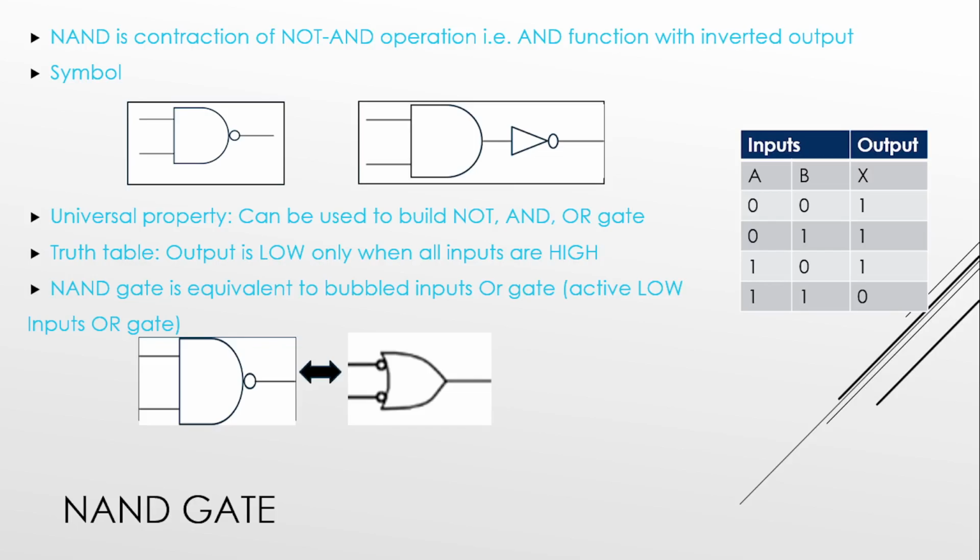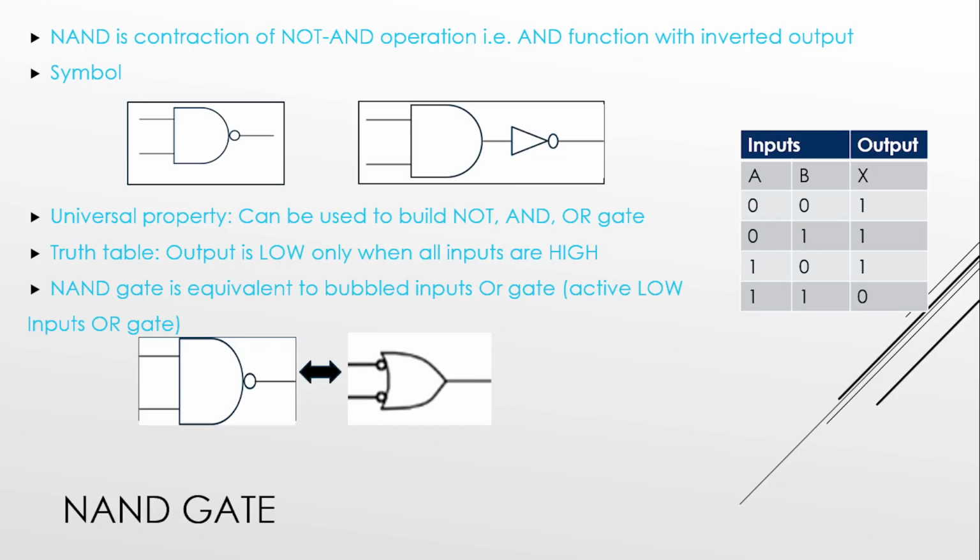So for 0 0, 0 1, 1 0, for all these input combinations output is 1, and when both inputs are 1, output is 0. So in a single sentence we can say that output of NAND gate is 0 if and only if all its inputs are 1. In other words, output of NAND gate is 1 when one of the inputs is 0, and this is exactly opposite to the AND gate since output of AND gate is now inverted.